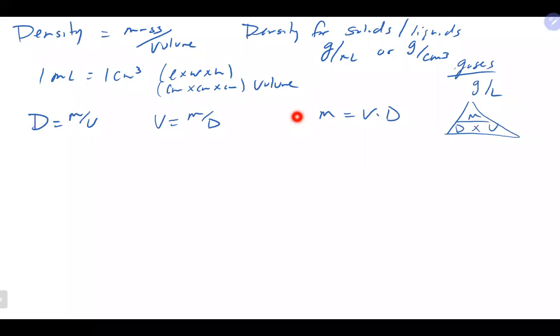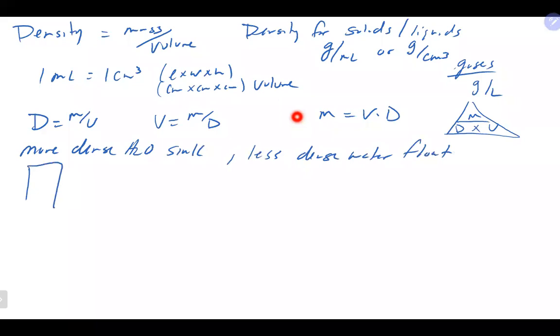And obviously, if something is more dense than water, it will sink. If something is less dense than water, it will float. If we have some liquids that are different densities, they will layer out from one another, where the higher density is on the bottom and the lower density is up on top.